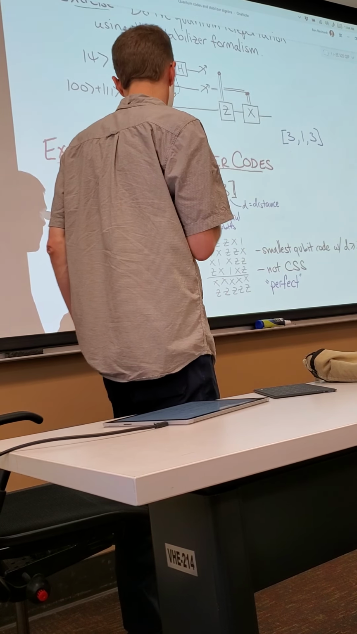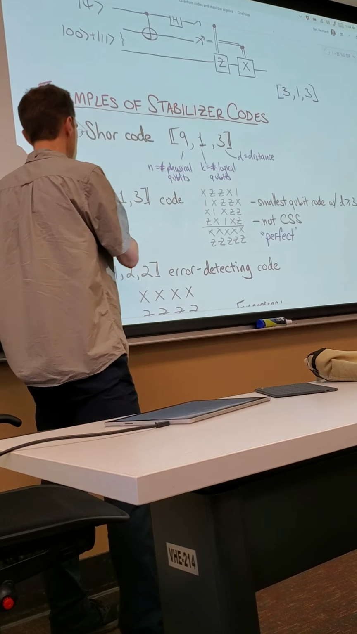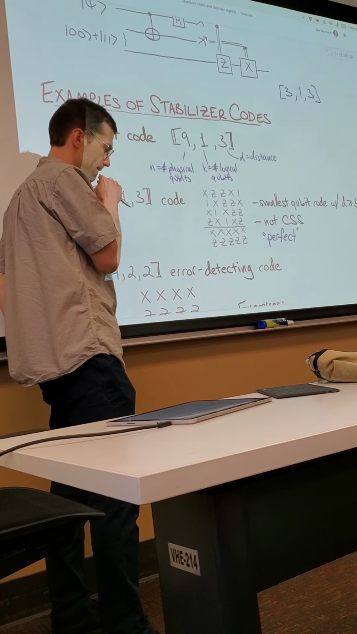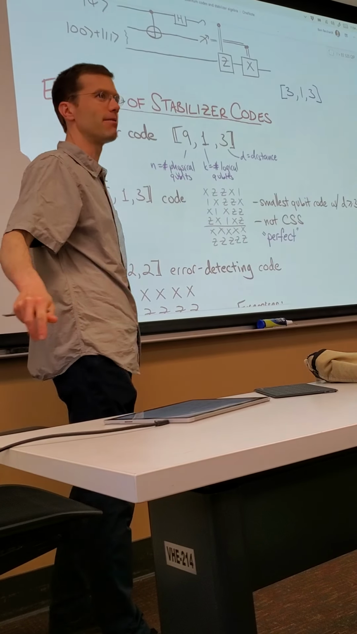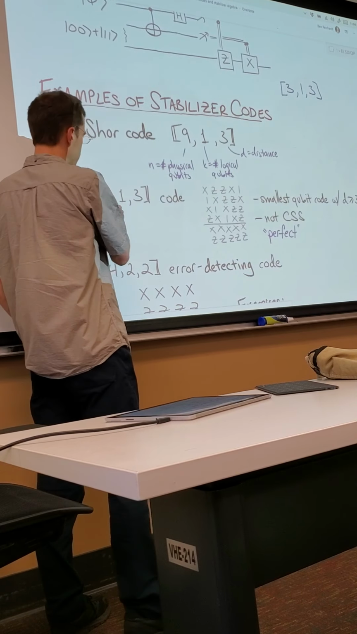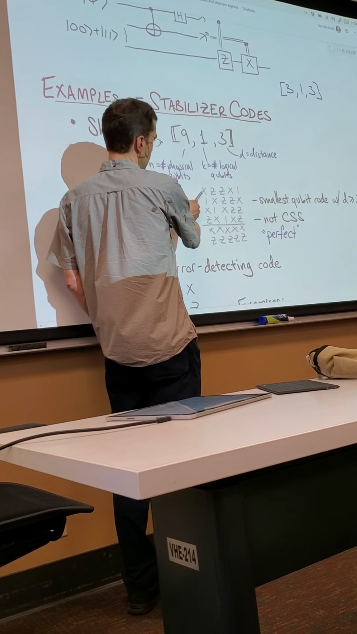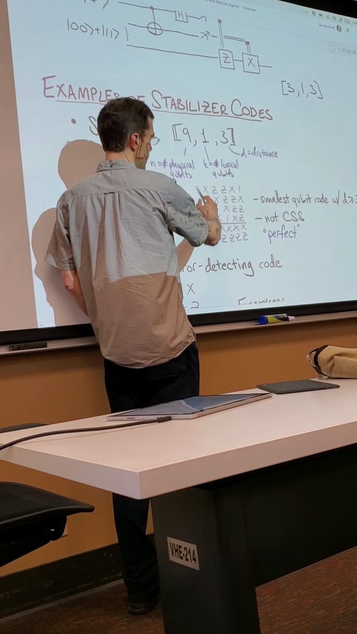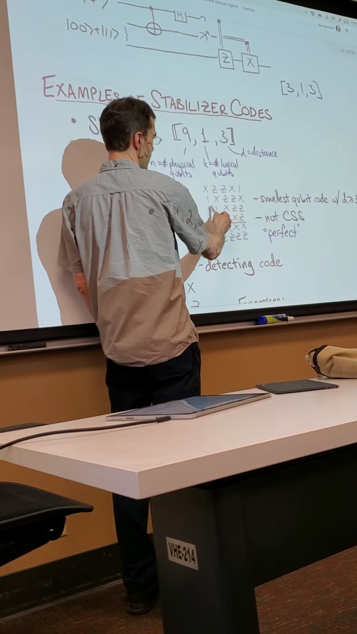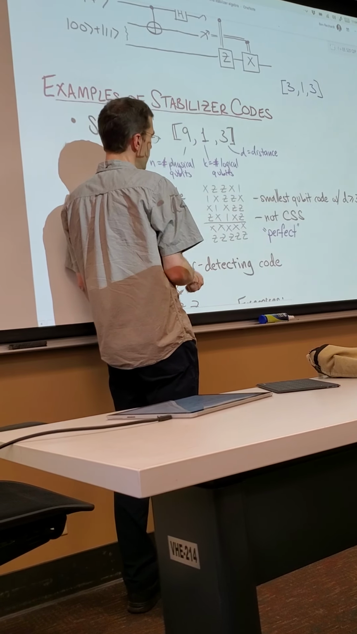So I'll do some examples. Here, this is an interesting code. This is a 5-1-3 code. I don't think it has a special name. I think you just call it the 5-1-3 code. And so here there are 5 physical qubits, 4 independent stabilizers. Here are the stabilizers: X, Z, Z, X, I, and its cyclic permutations. So cyclic rotation: X, Z, Z, X, I; I, X, Z, Z, X; and so on. And that's only 4 of them.